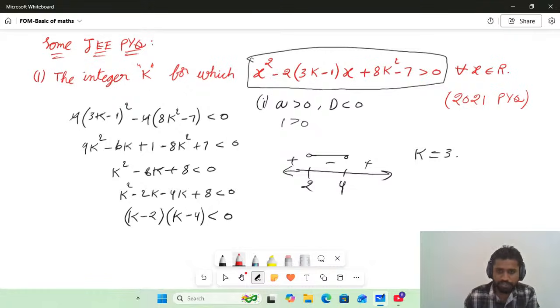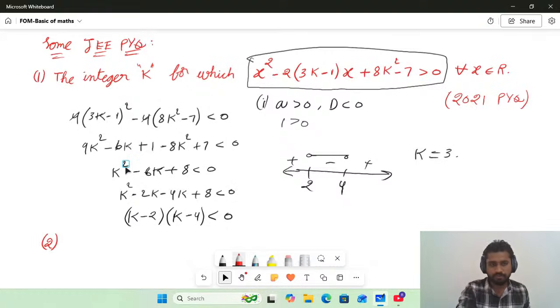So shall we see one more question? Second question, second PYQ. Quickly respond in the chat box. Shall we see one more PYQ on these logarithmic inequalities where we will apply logarithm? Logarithm and basic maths. I'm including logarithm and basic maths. Actually, this is a basic maths PYQ.